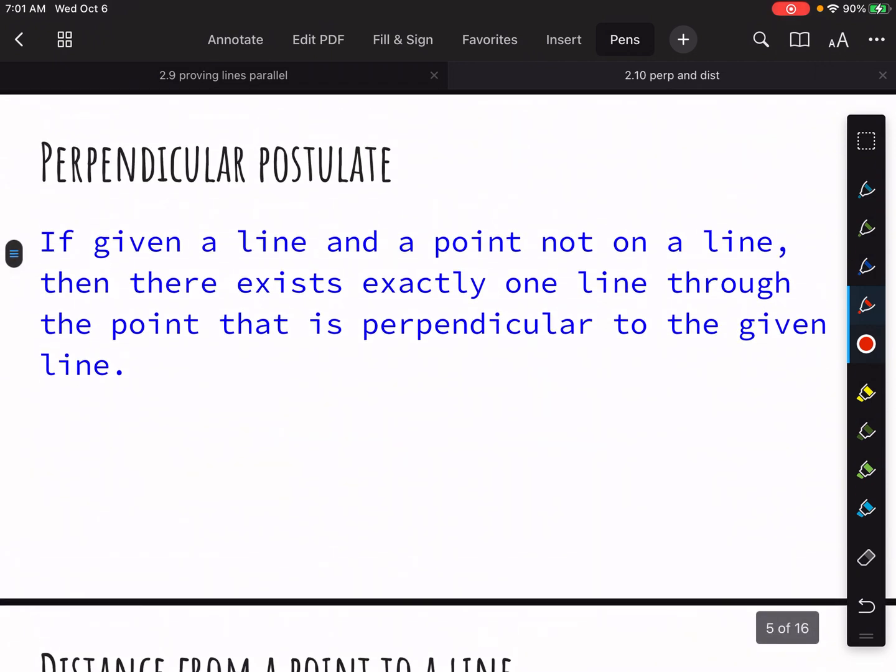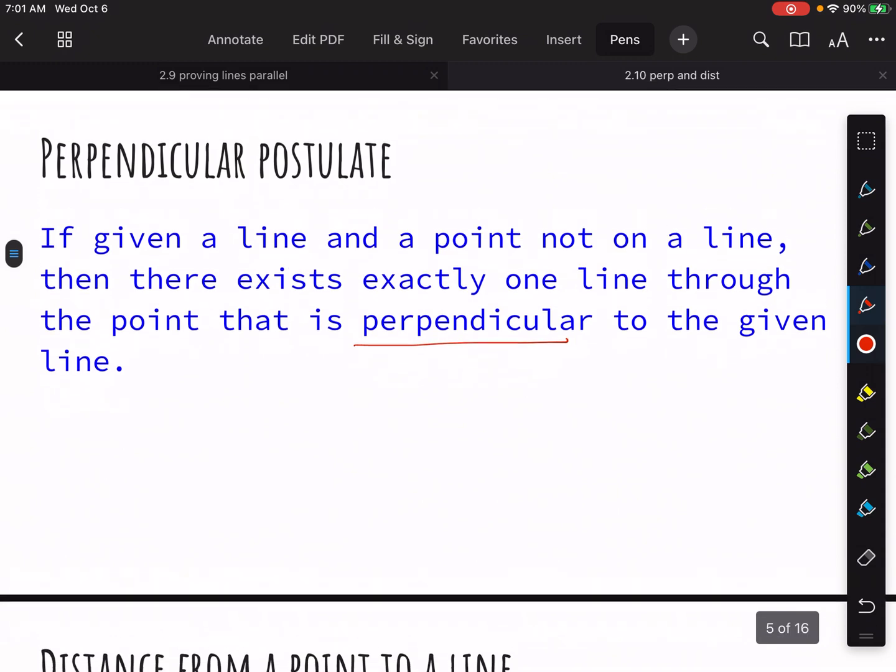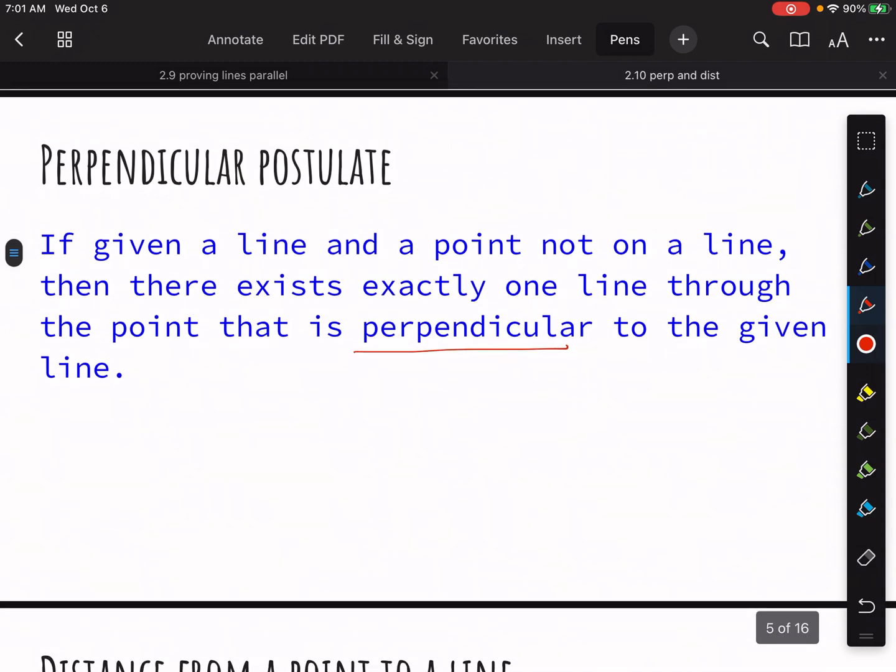So here we go. The perpendicular postulate states that if we're given a line and a point that's not on the line, then there exists exactly one line through the point that is perpendicular, or meets at a 90-degree angle, to the given line, like we just showed. Make sure you get that into your notes. You need to pause this here and write that down.